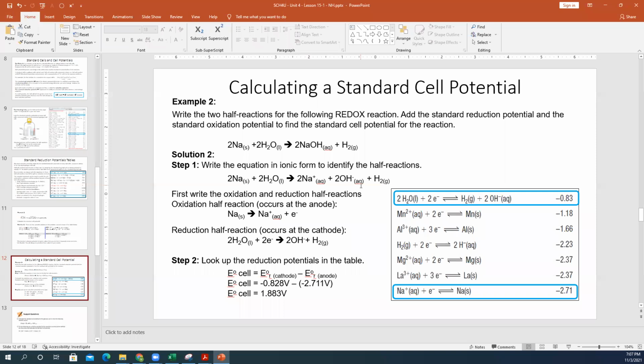First we write the oxidation and reduction half reactions. The oxidation half reaction is the one that occurs at the anode. Remember, oxidation happens at the anode: an ox. Oxidation reactions are always accompanied by a loss of electrons. So you can see the sodium atom becomes a sodium ion and has lost an electron. There's an electron on the product side of the equation.